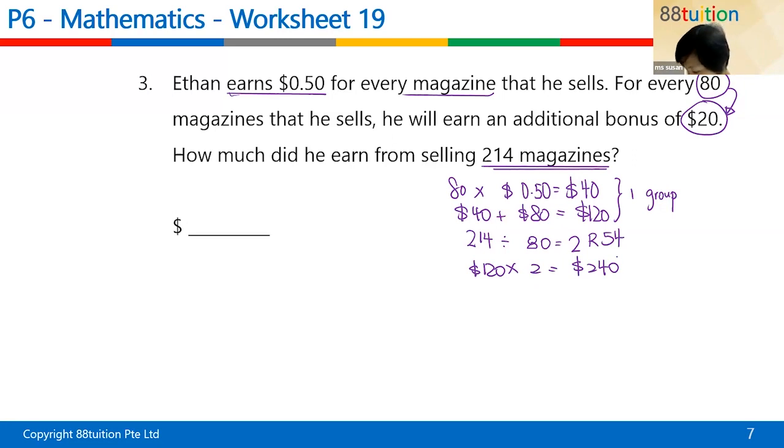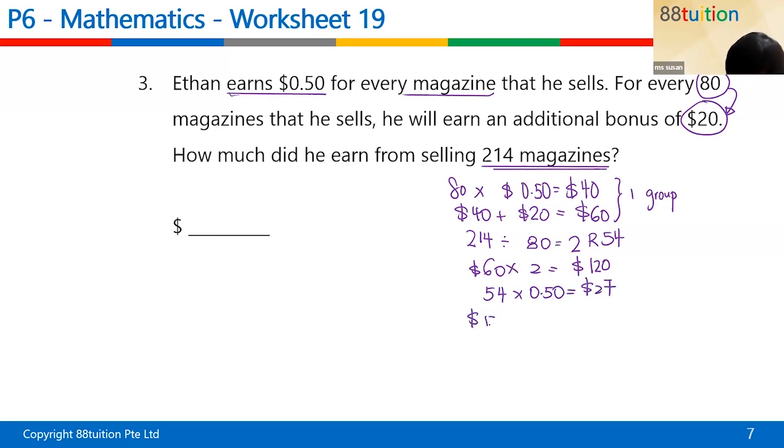80 times 50 cents, $40. Sorry, this is $20 bonus. I thought 80. Okay, so this one will be $60. And this is 120. And then with the 54 books, I must times the 50 cents to get down to $27. And then you finally add your 120 with your 27. You get 147 for this sum. Okay.